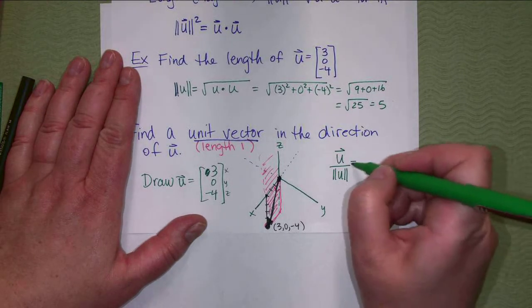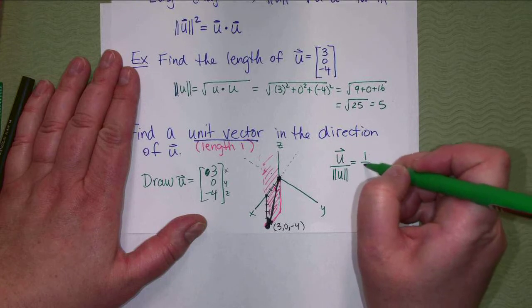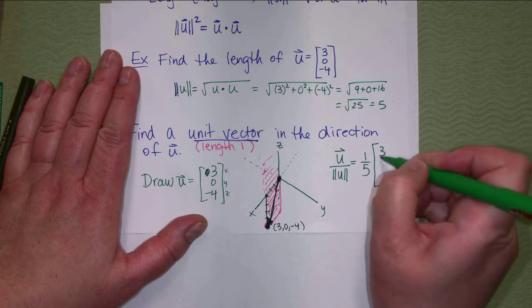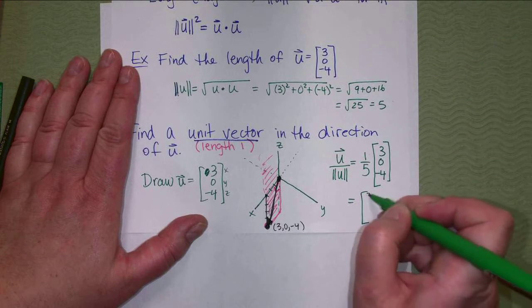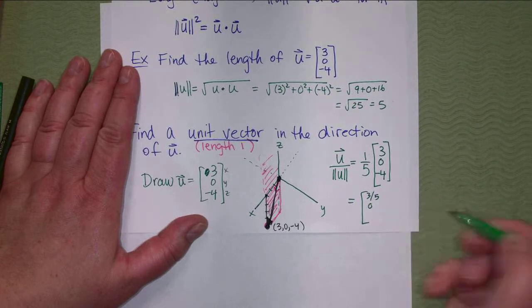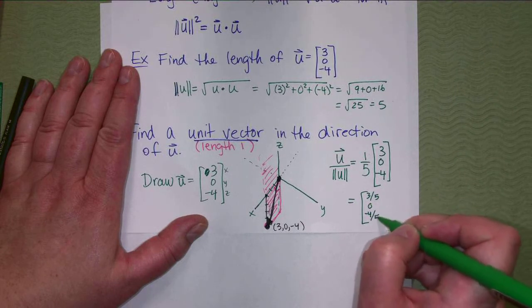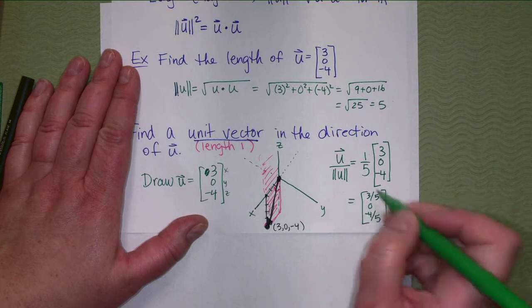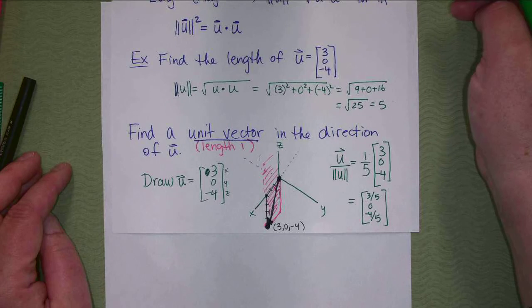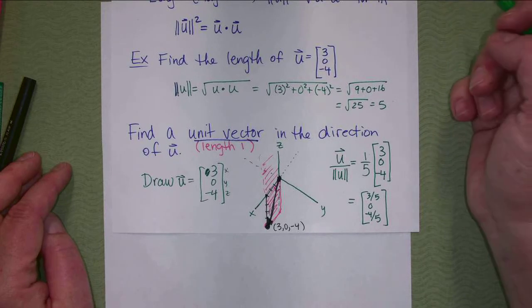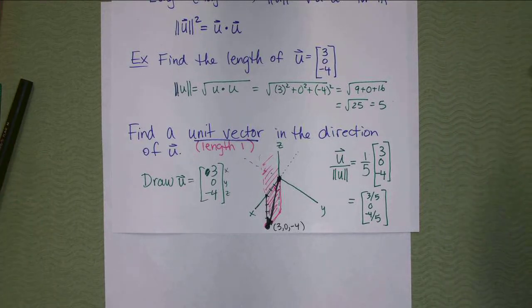So this looks like 1/5 of our vector, 3 over 5, 0 over 5, and minus 4 over 5. So this is a unit vector in the direction of U. Does that make sense? If we divide each of them by 5, because remember putting a scalar in front, like a 2, made it twice as long. So putting a fifth in front will take a fifth of it, right? So that's all we would do.